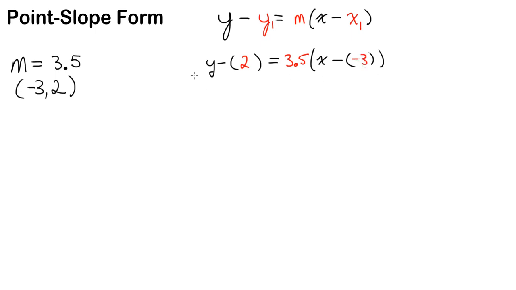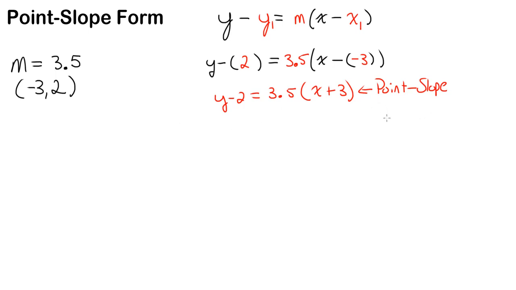Now we need to simplify, which just means to clean this up, get rid of any parentheses we don't need, and take care of these double negatives. So here I can write y minus 2 equals 3.5 times, and x minus negative 3 becomes x plus 3. So this is our equation in point-slope form. Y minus 2 equals 3.5 times the sum of x and 3. This is point-slope form right here. There's no need to do anything else.